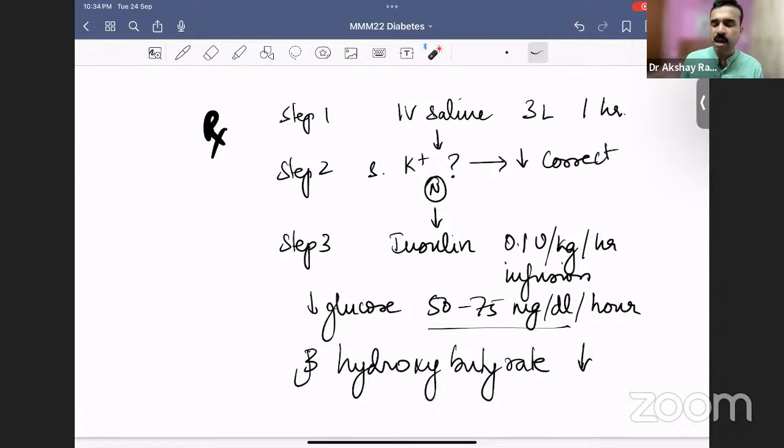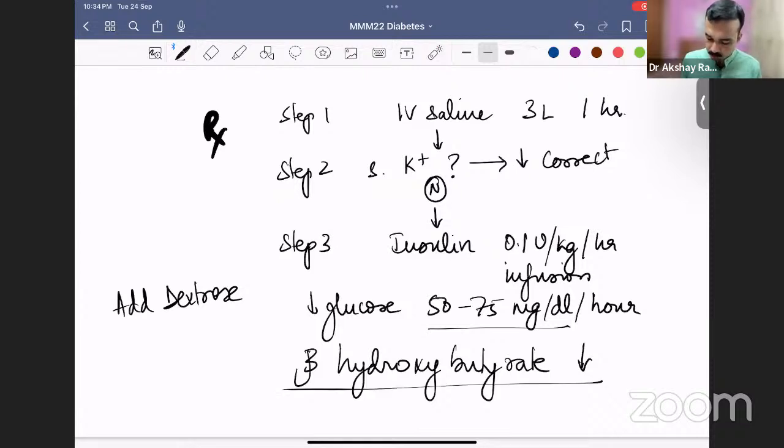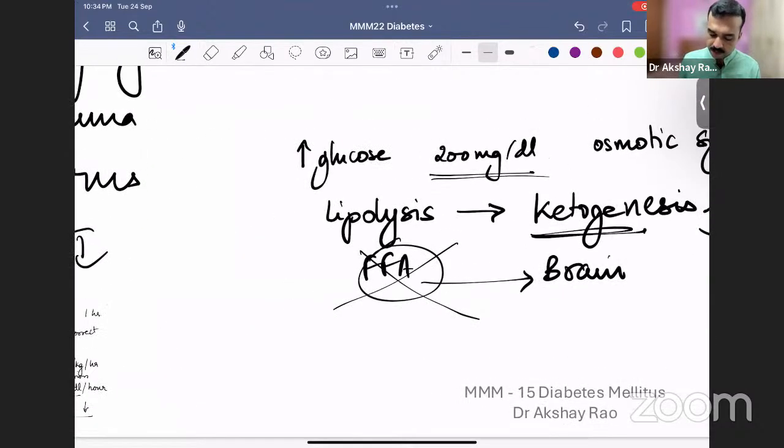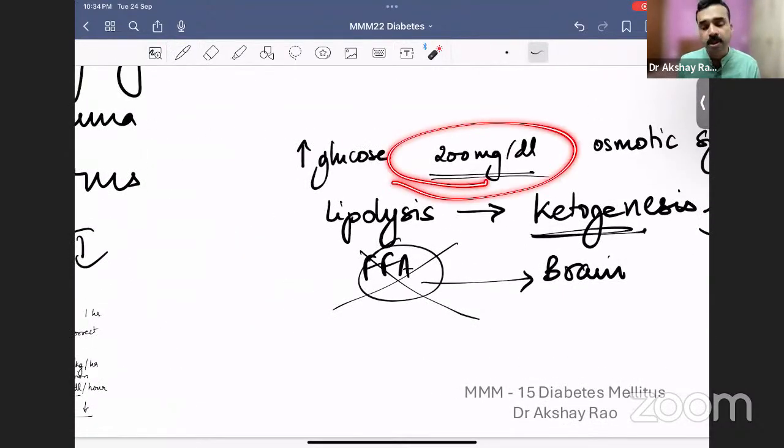In order to prevent hypoglycemia, you add insulin to dextrose. Because you're not giving insulin mainly to correct the blood glucose, you're mainly giving it to stop the ketone body synthesis. Is that clear? I hope that point is clear. You're going to give insulin even if the blood glucose level has normalized. I told you, even if the person had 200 milligram per deciliter but had ketone body synthesis.